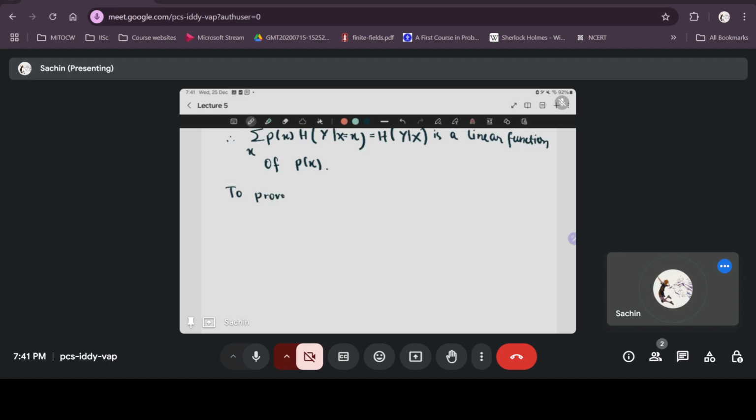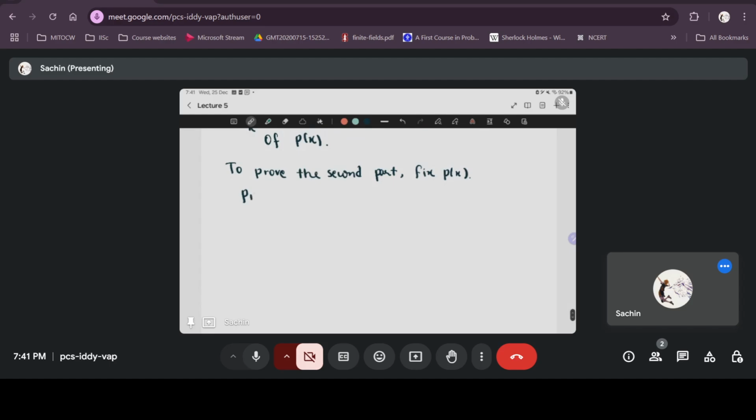To prove the second part, fix p of x, and then we consider two different conditional distributions, p1 of y given x and p2 of y given x, be two different conditional distributions.